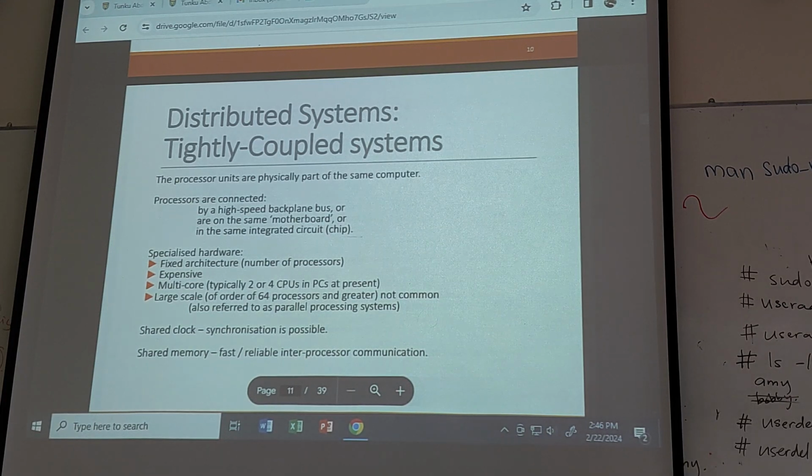Okay? So tightly coupled systems normally are specialized hardware. Fixed architecture, once it's designed, you cannot change it anymore. You can change, but you have to pay extra money. Okay? And it's expensive. And the number of cores is limited, limited to how many they can support on one board. Right? So if you want to scale it a lot larger, normally you can't. Okay? You have to go and find specific processors with multiple cores.